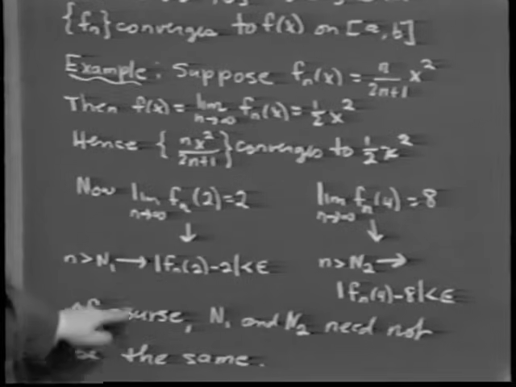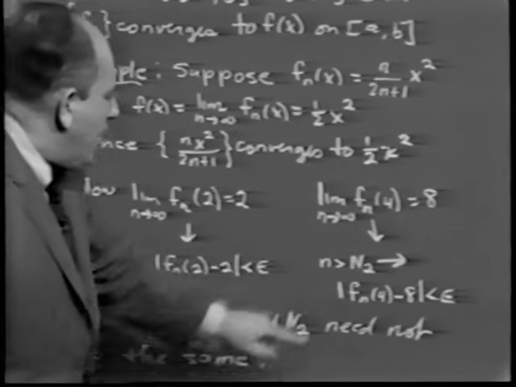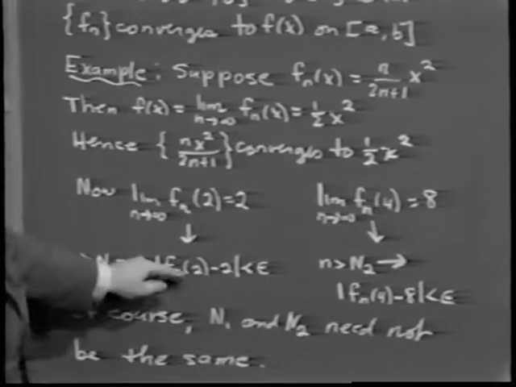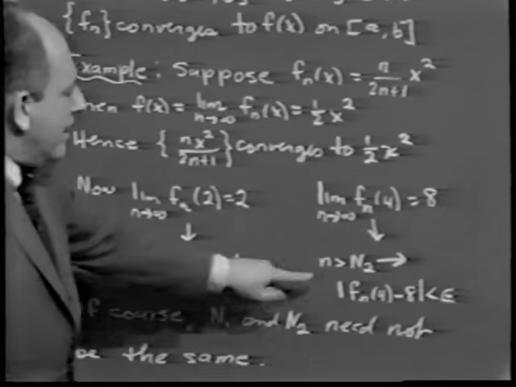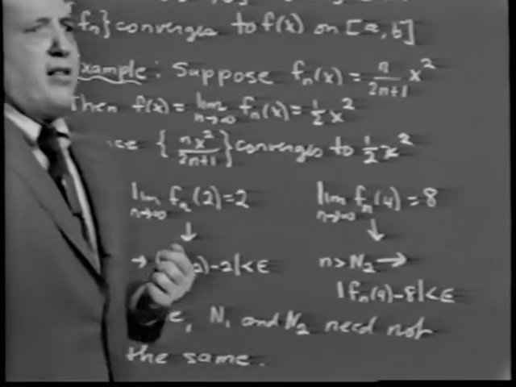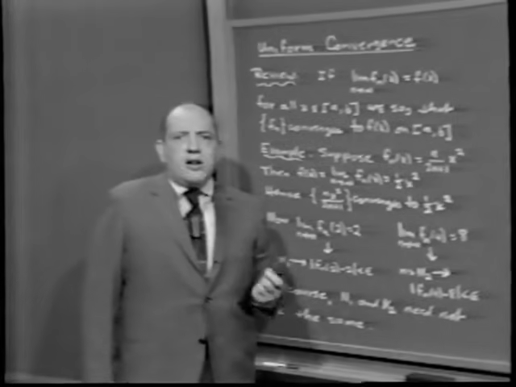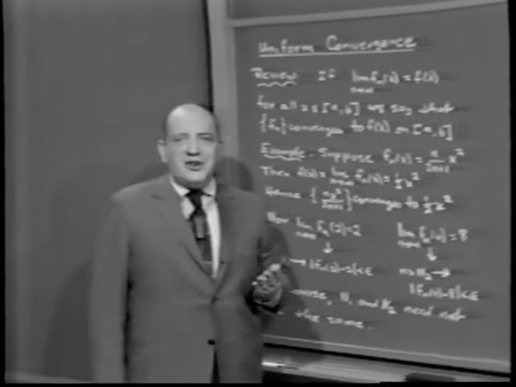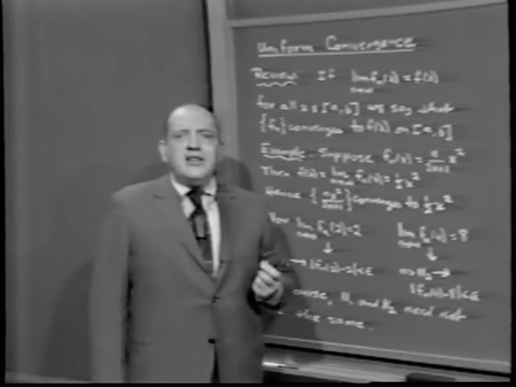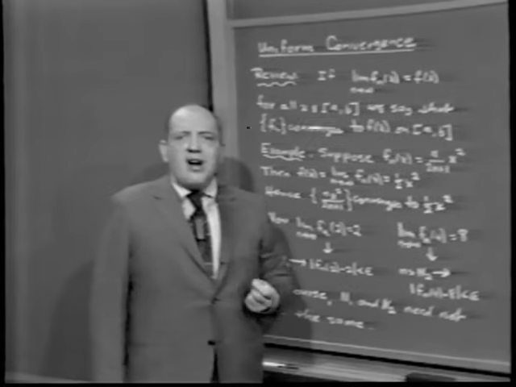The key point is that N1 and N2 can be different. In other words, you may have to go out further to make one difference less than epsilon than you do to make the other difference less than epsilon. You see what's happening here, and we're going to review this in writing in a few minutes so you see it in front of you. What happens here is that for different values of x, we get different values of n.